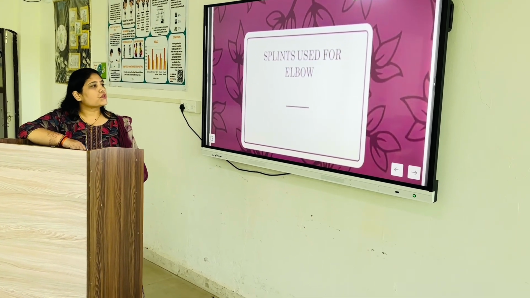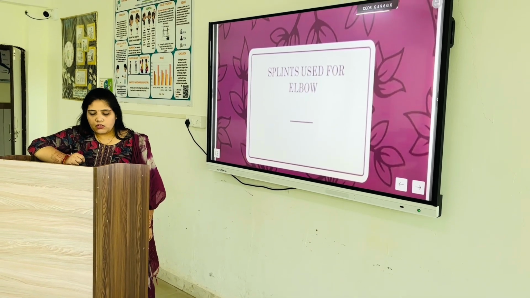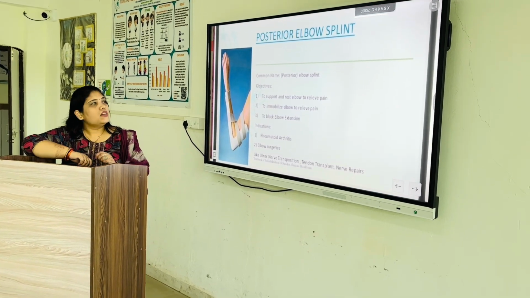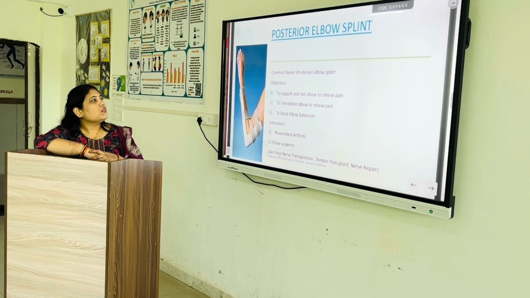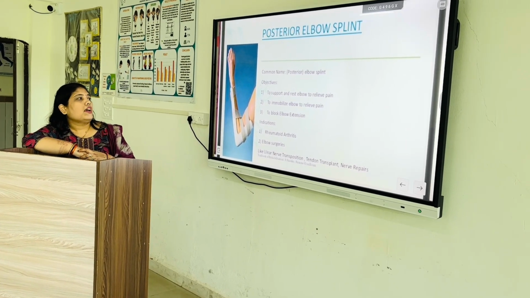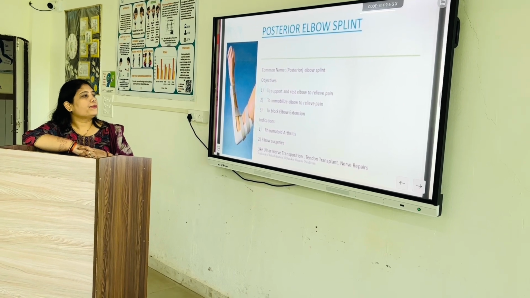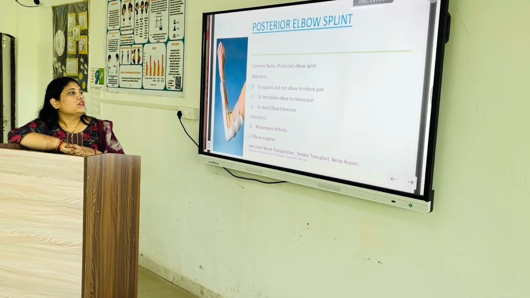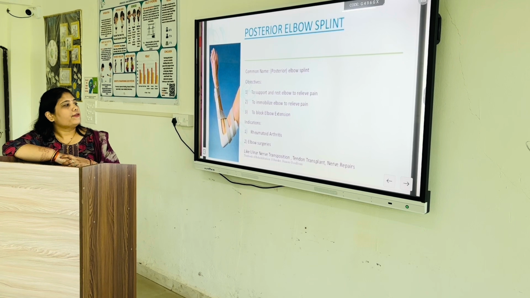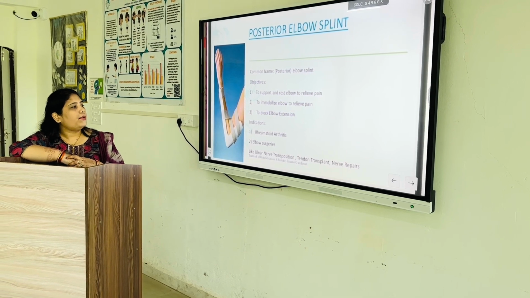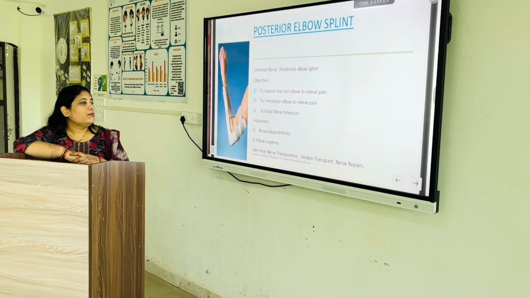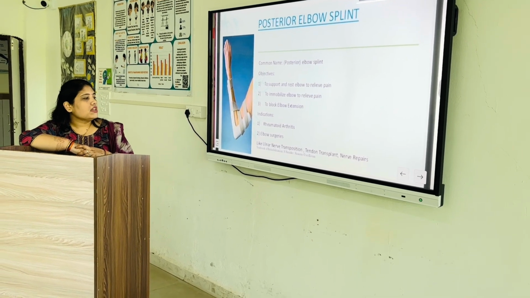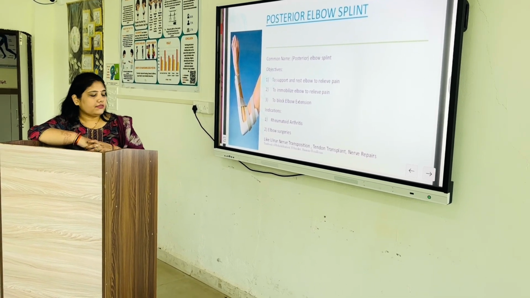Now, splints used for the elbow. First, posterior elbow splint. Common name is posterior elbow splint. The objective of this splint is to support and rest the elbow to relieve pain. Second is to immobilize the elbow to relieve pain. Third is to block elbow extension. Indications of this posterior elbow splint are rheumatoid arthritis, elbow surgeries, etc.